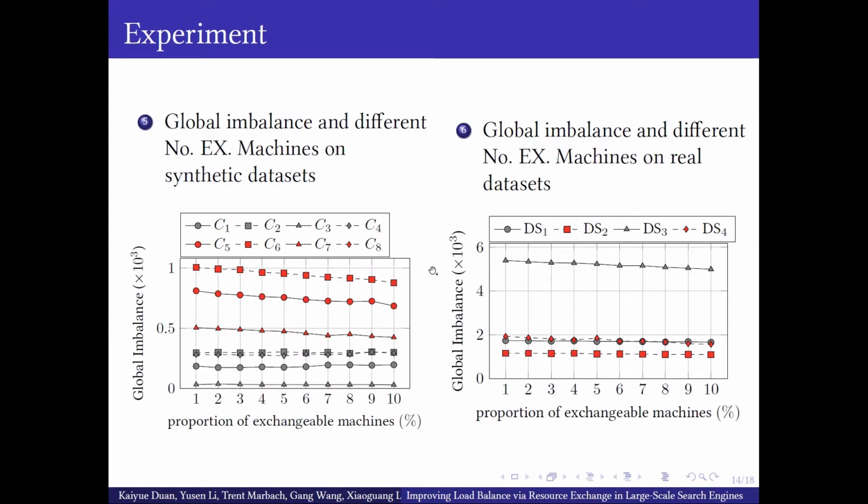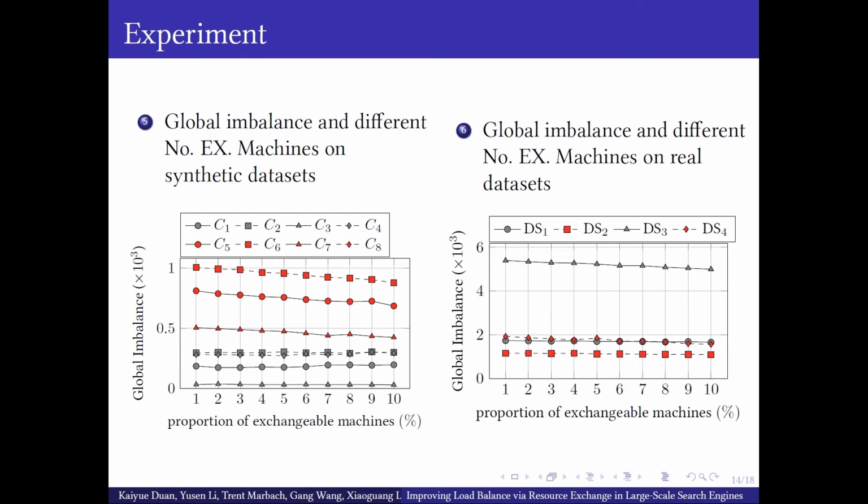The figure on the left side plots the global imbalance provided by SRA when providing various quantities of exchangeable machines. In this experiment, we use a synthetic dataset and simulate 1000 leaf machines, and set alpha to 0.2 and beta to 0.